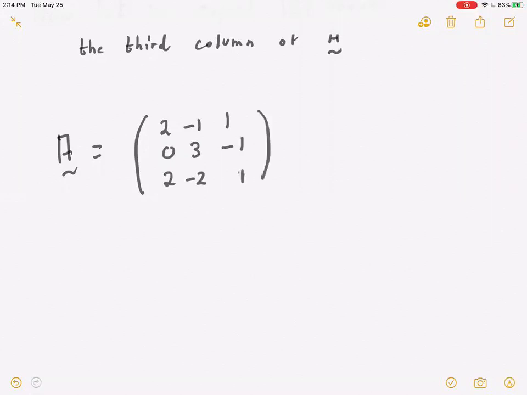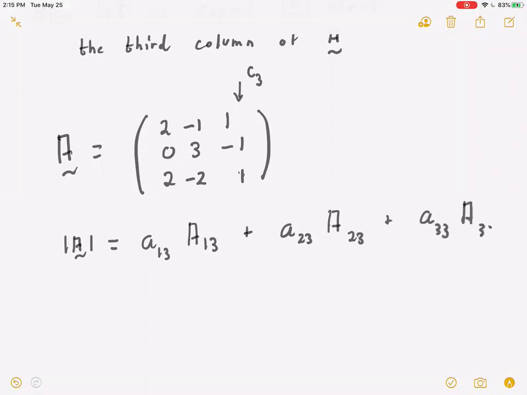So I'm going to do this over the third column, this column C sub 3. According to the method of cofactors and minors, that determinant is just A sub 1,3 times the cofactor A sub 1,3 plus the matrix element A sub 2,3 times the cofactor A sub 2,3 plus A sub 3,3 times the cofactor A sub 3,3. So again, I have 3 terms, and let's evaluate each one at a time.